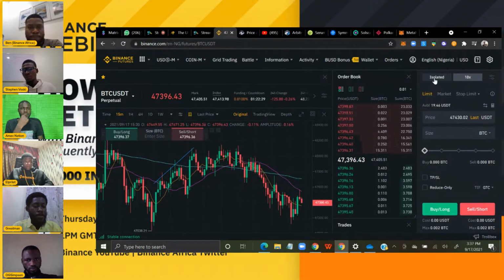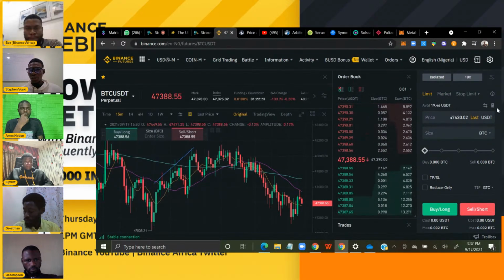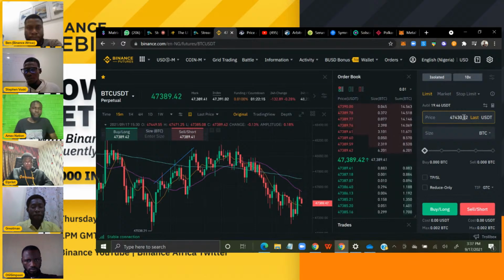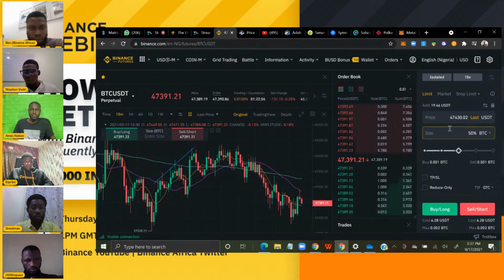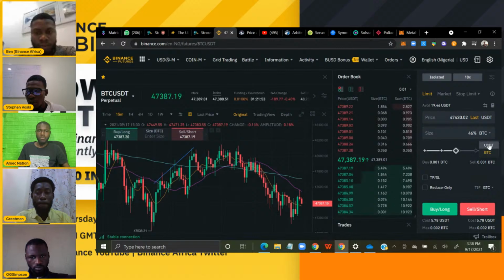Okay, so let's say this is the BTC USD pair, and I want to place a trade. This is the current price of BTC now, 47,430. Let's say I want to use 50% of my balance. Currently I have 19.4 USDT balance here, so let's say I want to use half of it.